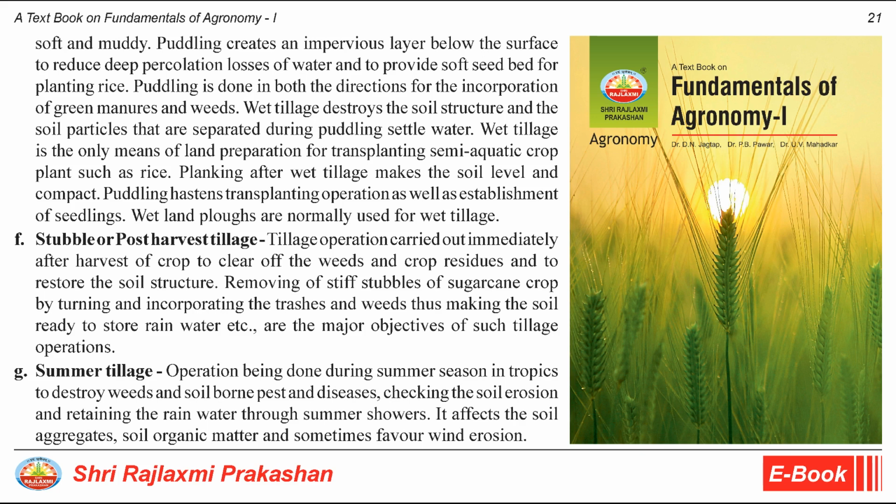Point F. Stubble or post-harvest tillage. Tillage operation carried out immediately after harvest of crop to clear off the weeds and crop residues and to restore the soil structure. Removing of stiff stubbles of sugarcane crop by turning and incorporating the trashes and weeds, thus making the soil ready to store rain water etc., are the major objectives of such tillage operations.